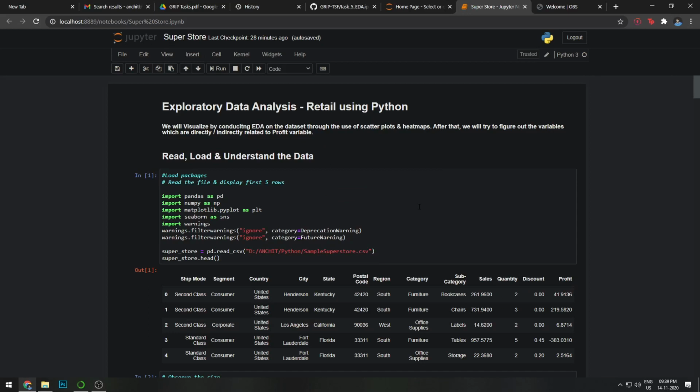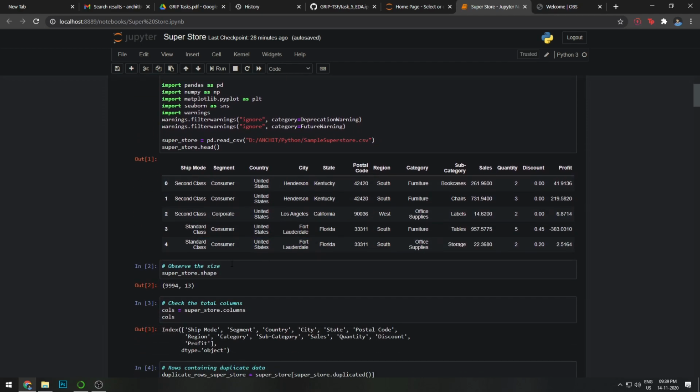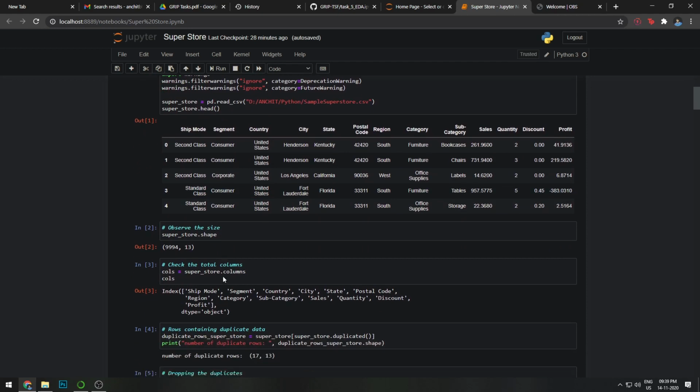Hello everyone, so today we'll be doing the EDA for retail using Python. We'll be visualizing the dataset using scatter plots and heat maps. So first we'll load the data and we'll use the head command to see the first 5 rows. Then we'll check the size of the dataset using the shape command.